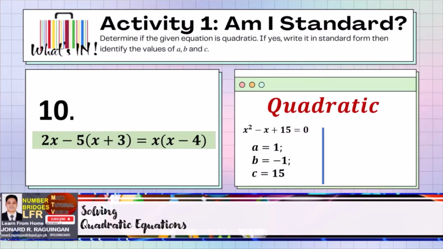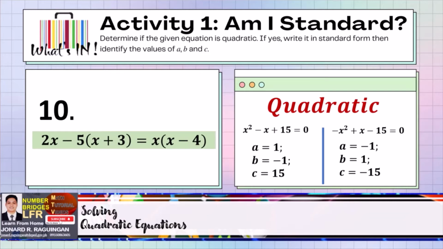And its equivalent equation is negative x squared plus x minus 15 is equal to 0. The values of a, b, and c are as follows. A is equal to negative 1, b is equal to 1, c is equal to negative 15.